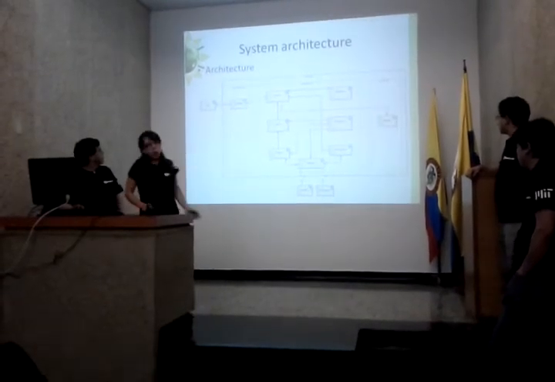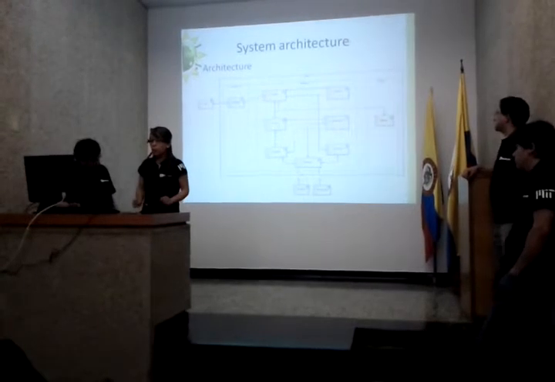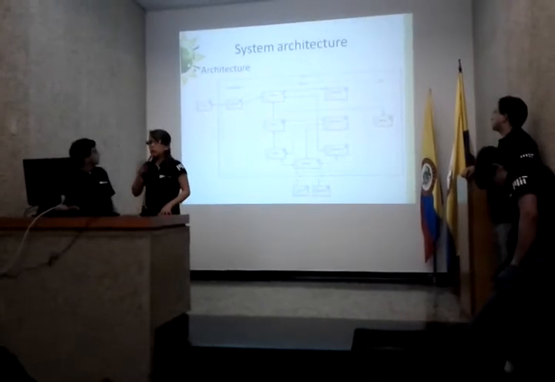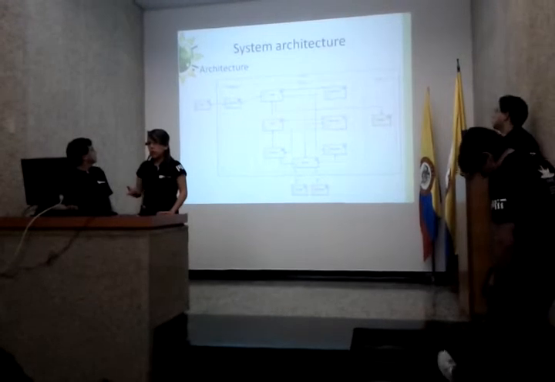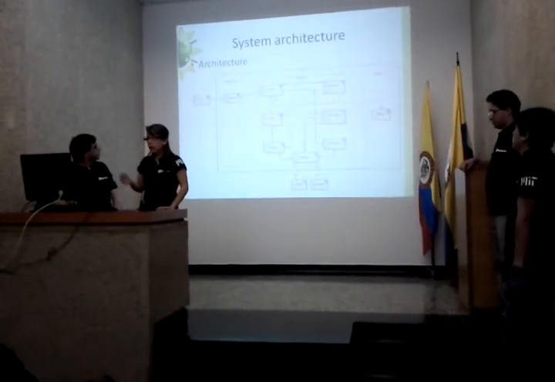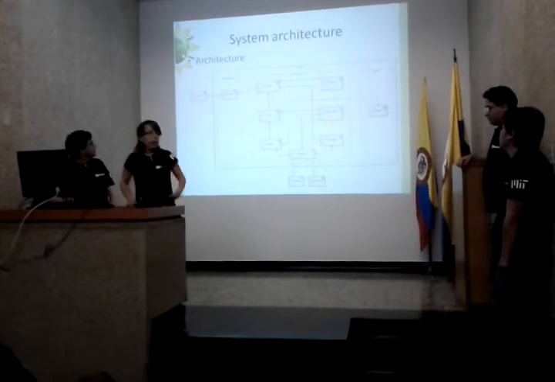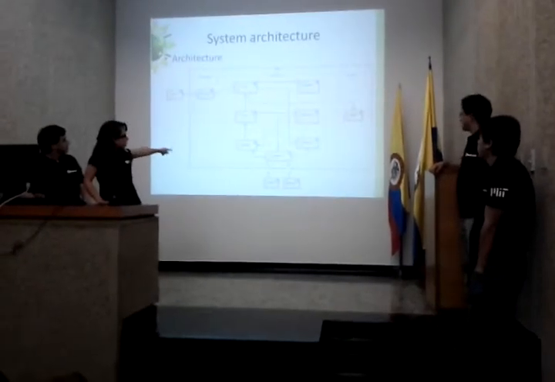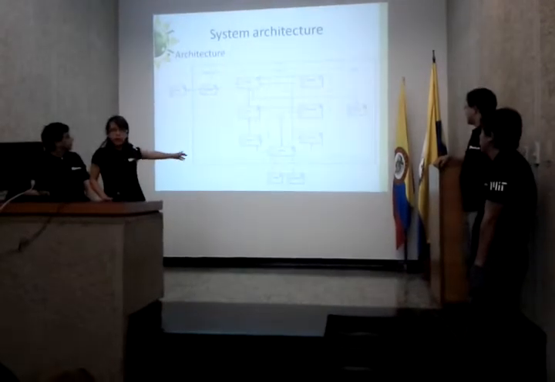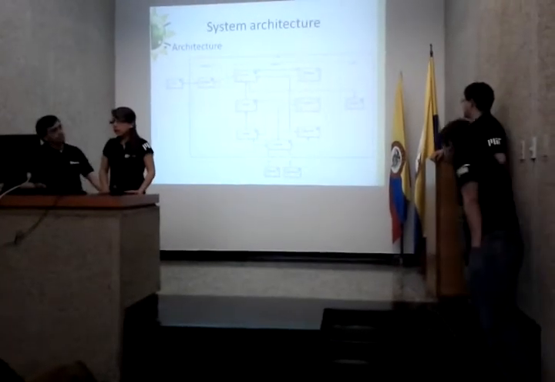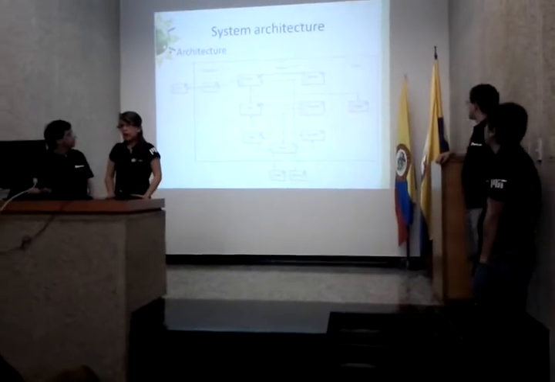This one is responsible for interacting with the client, in this case the user. The other one is the business tier, which has all the logic of our system and can interact with other systems if required. And the last one is the data tier that has the database.